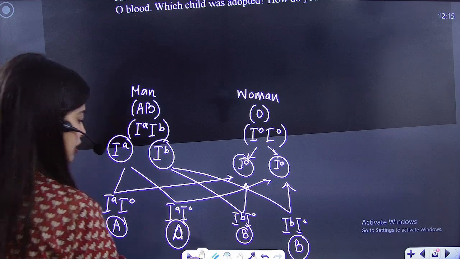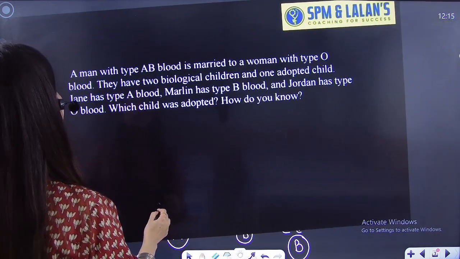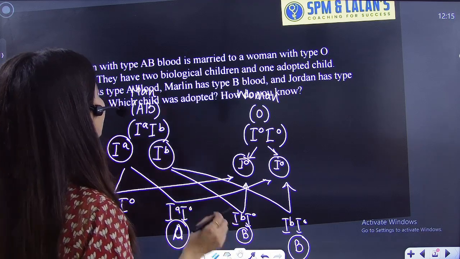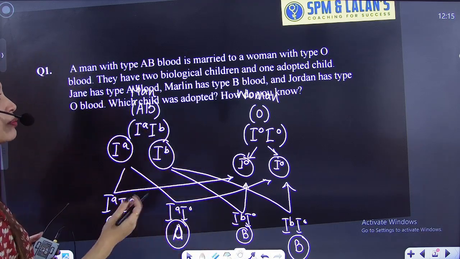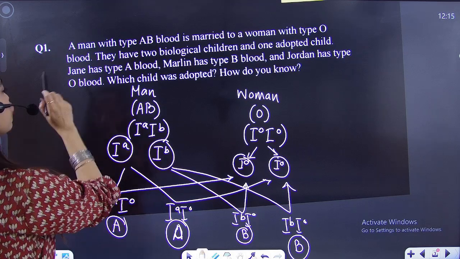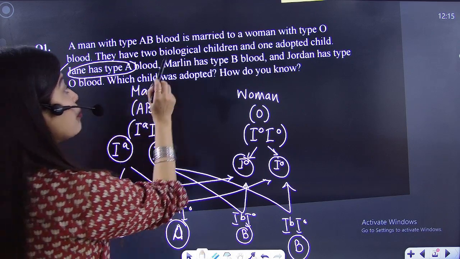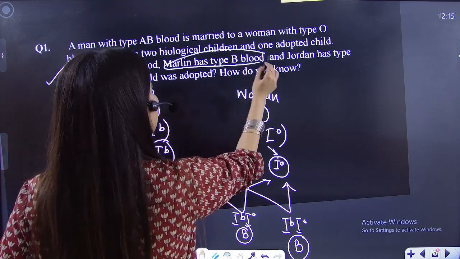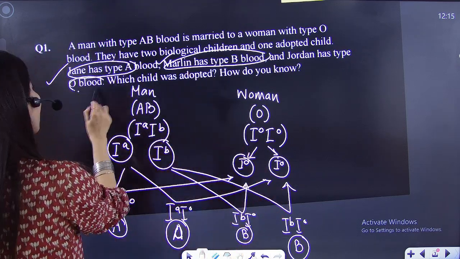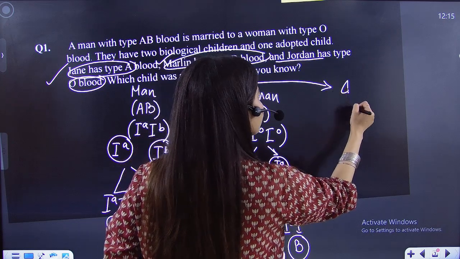Okay, and so when we get back to the question, it says a man with blood type AB is married to a woman with blood type O, and we have to find the biological children. Jane has blood type A, so Jane will be a biological child. Marlin has blood type B, so Marlin will also be a biological child, whereas Jordan has blood group O. So which child was adopted? We now know it.